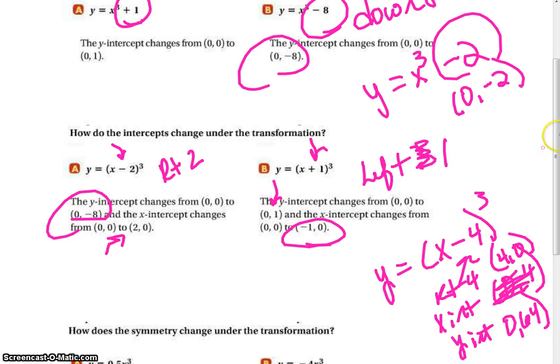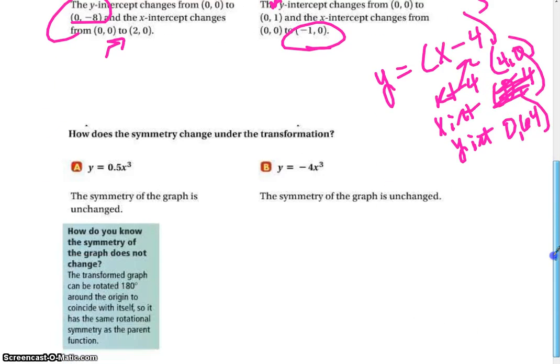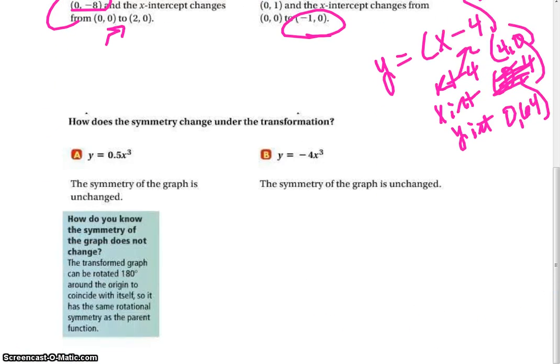I changed the x. Okay, so then we want to talk about the symmetry change. So how do you know if the symmetry of the graph does not change, or if it does? Once again, when you transform it or rotate it 180 degrees around the origin and it hits itself, then the symmetry does not change. If it doesn't hit itself, it would. Now this is transforming it or rotating it around the origin.